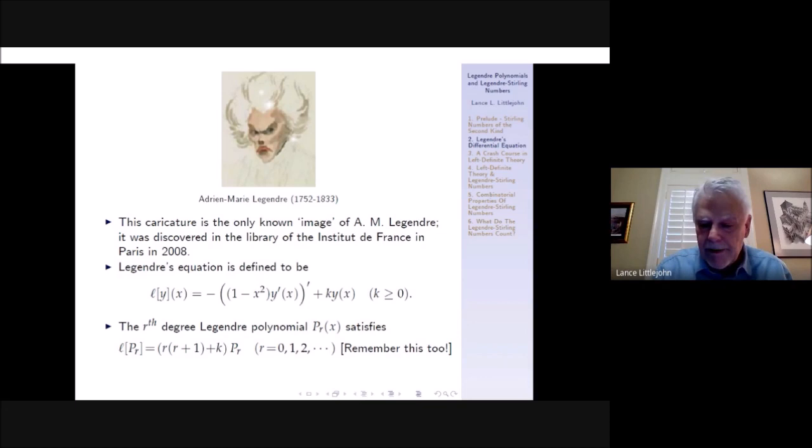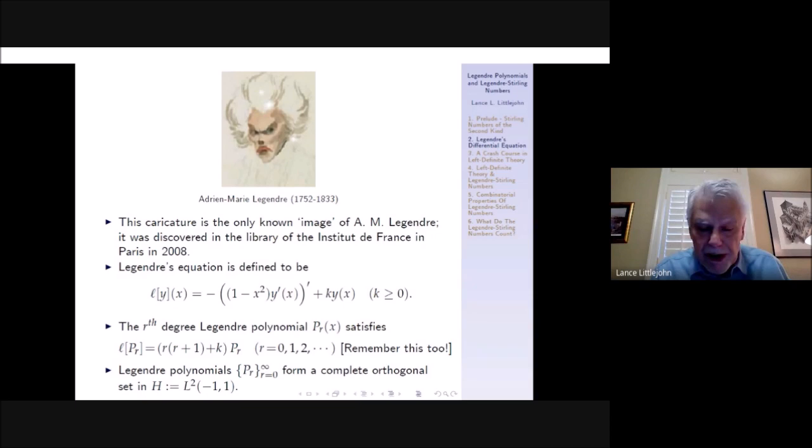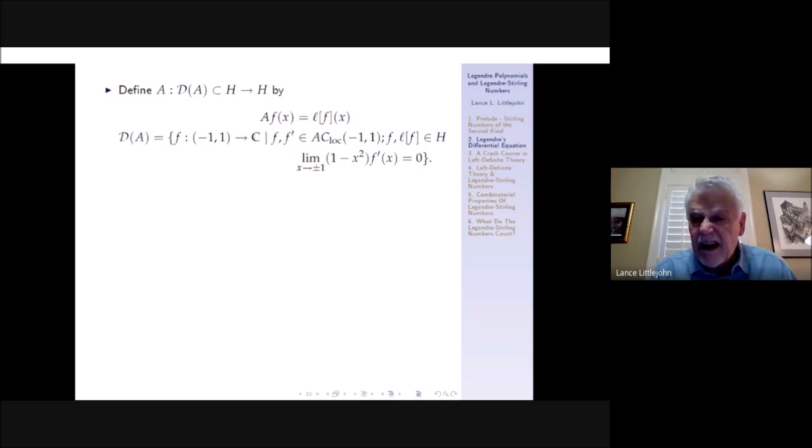And it's well known that the Legendre polynomials form a complete orthogonal set in H. I just want to point out that in succeeding slides, H is going to be my classical L2 space on minus 1, 1 with weight function 1. Everybody okay so far? Now here's where I'm going to get into some operator theory.